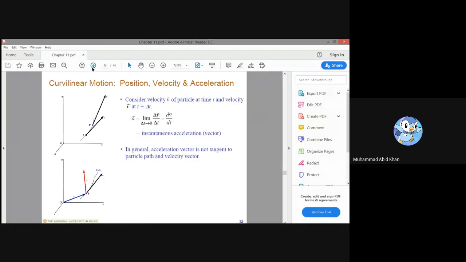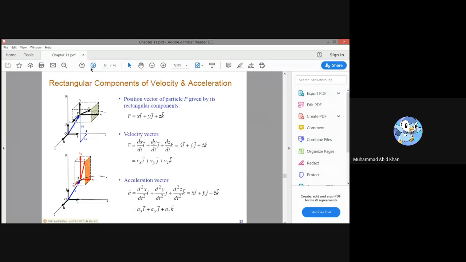Okay, let's consider the velocity v of the particle at time t and the velocity v' at time t plus delta t. The equation is here. This one is the instantaneous acceleration. In general, the acceleration vector is not tangent to the particle path and velocity vector. You can see in the second graph.